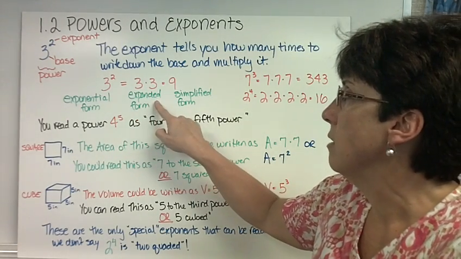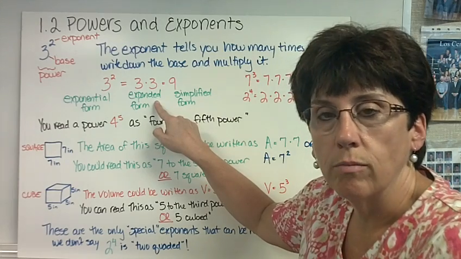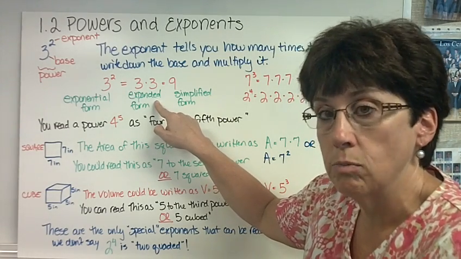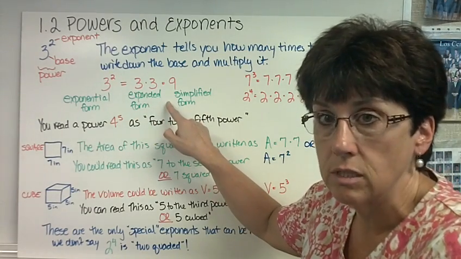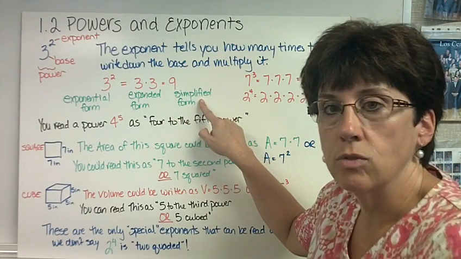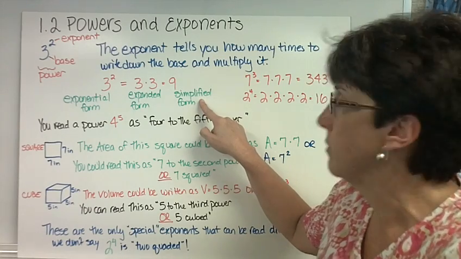3 times 3, this is in expanded form, sometimes called repeated multiplication because we're repeating the multiplication the number of times the exponent tells us to. 9, that's the simplified form because we've done all the work that's necessary.